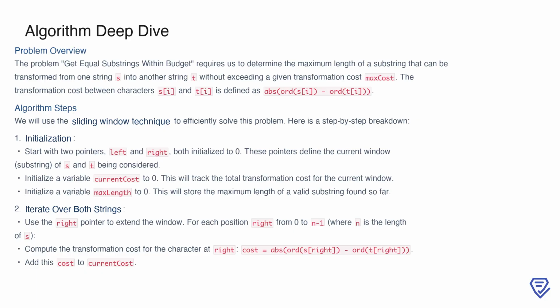We start by initializing two pointers, left and right, both set to 0, to define the current substring or window we are examining. Additionally, we maintain a variable current cost, which tracks the total cost of transforming the current window, and max length, which records the length of the longest valid substring we've encountered. The idea is to expand the window using the right pointer, calculate the transformation cost for each character, and add it to current cost as we iterate through the strings.